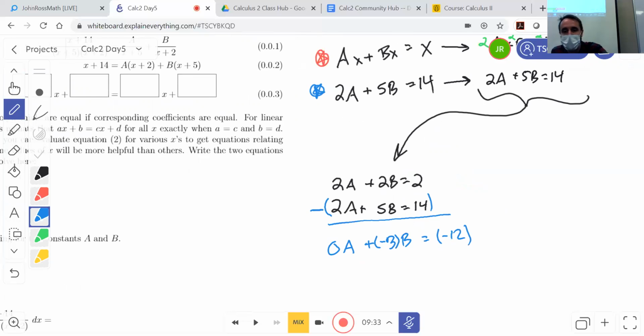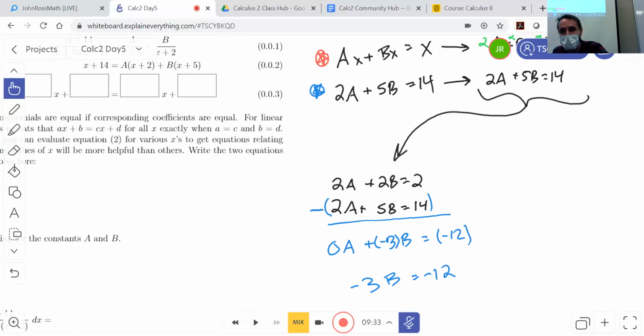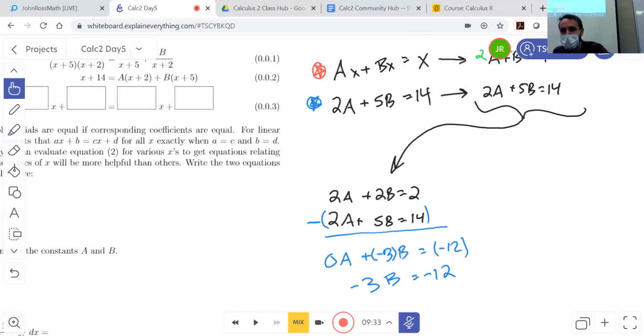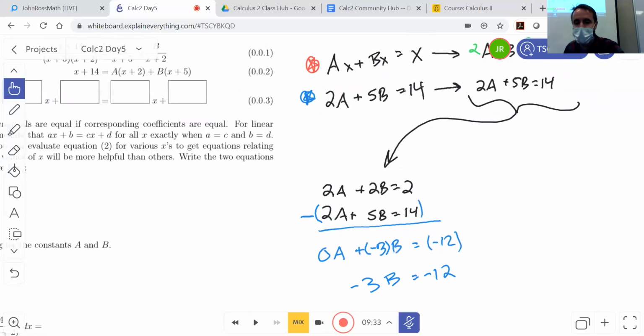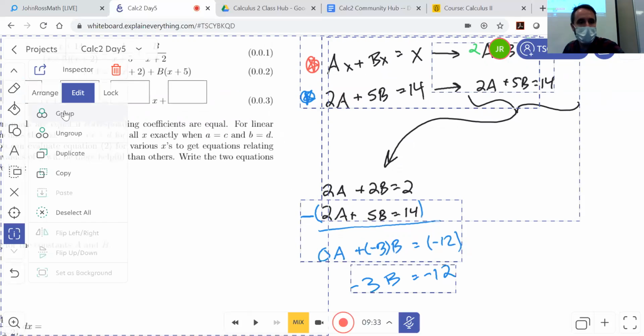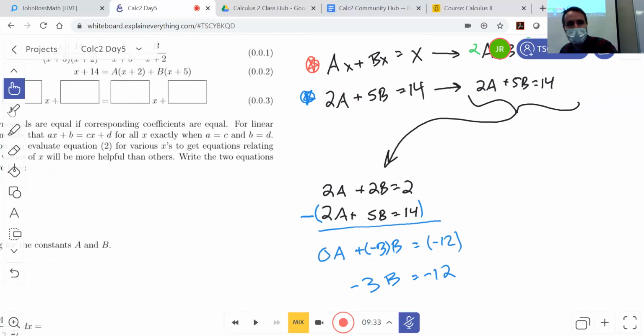So we end up with this expression, negative 3b equals negative 12. And so therefore, let's try that again. Negative 3b equals negative 12. Or in other words, b is equal to 4.